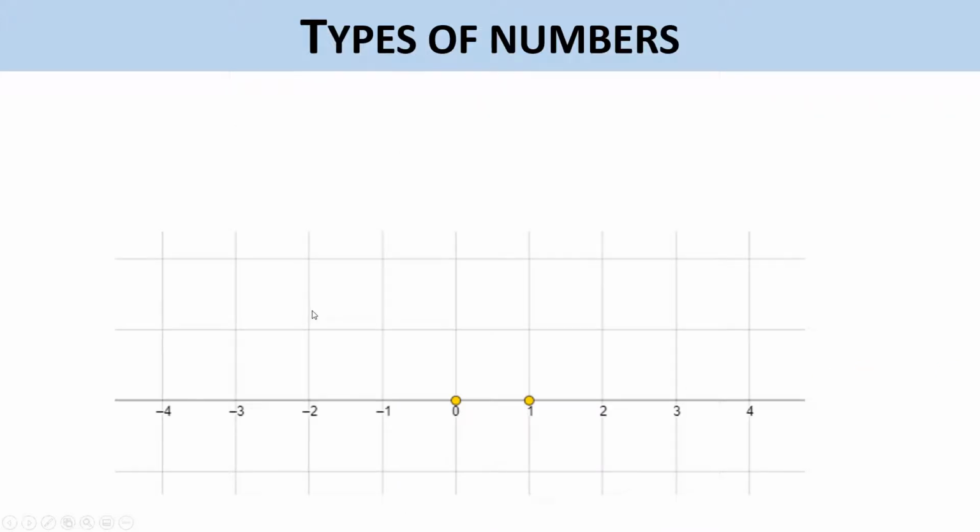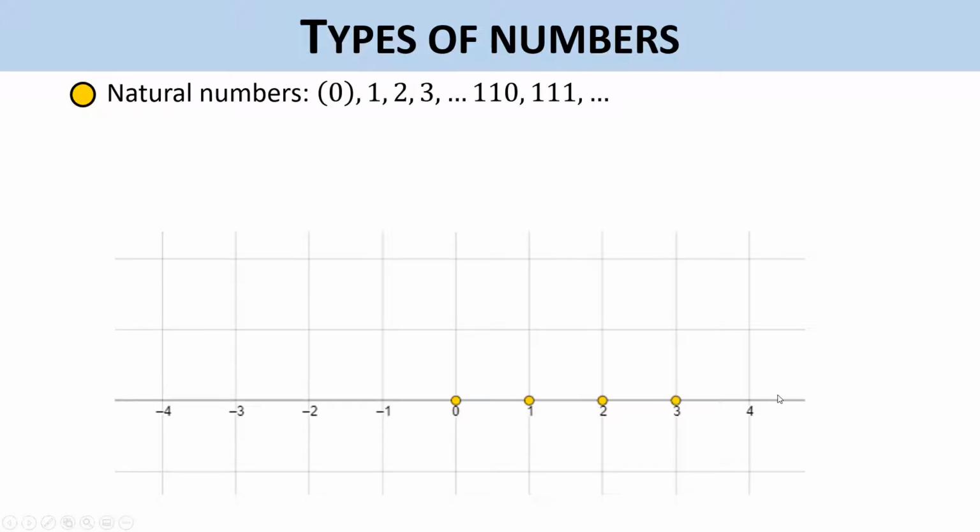So let's start with the normal counting numbers, those that you can start counting on your fingers. Now, some people would start counting at 0, some people would count starting at 1, but after that most people would agree that we count by 1, 2, 3, 4, 5, and so on. And every number that we can reach in this way, starting at 0 or 1 and then counting up, is called a natural number. So also larger numbers like 110 or 111 are natural numbers.